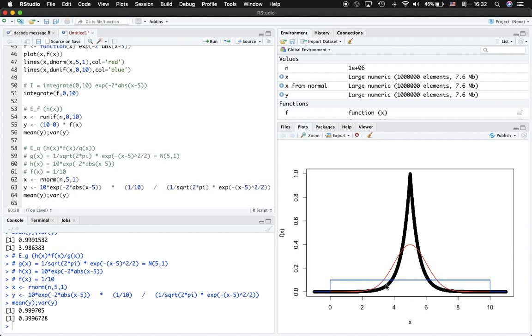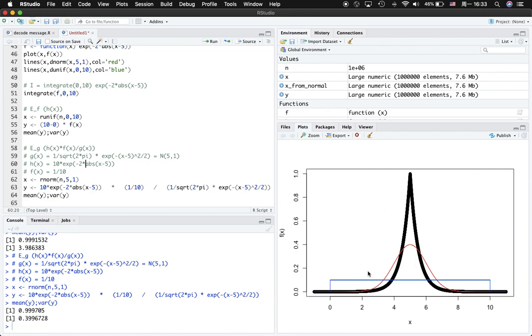So here we use the uniform distribution to estimate this integral, and we also use the normal distribution to estimate this integral. But you can see, although they all give a very accurate solution to the integral, the variance is way less when we use the importance sampling. It is about 1/10 of the variance here.